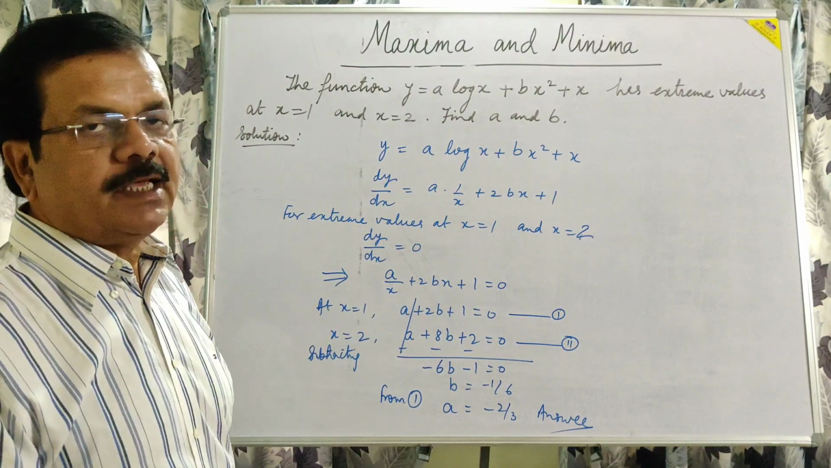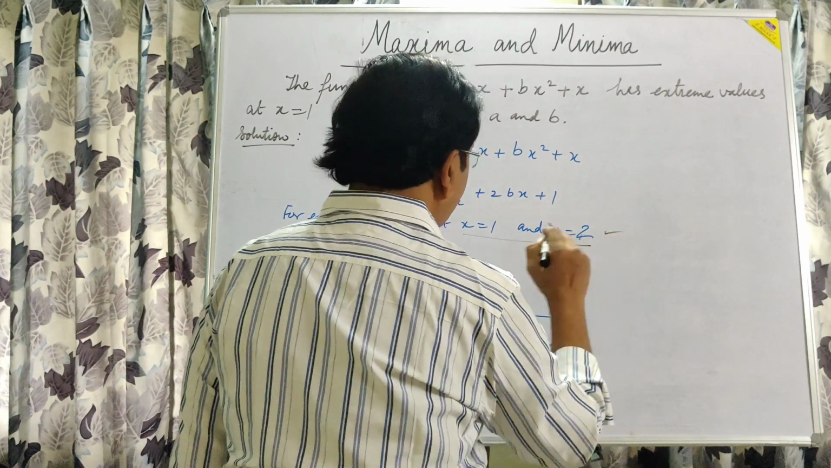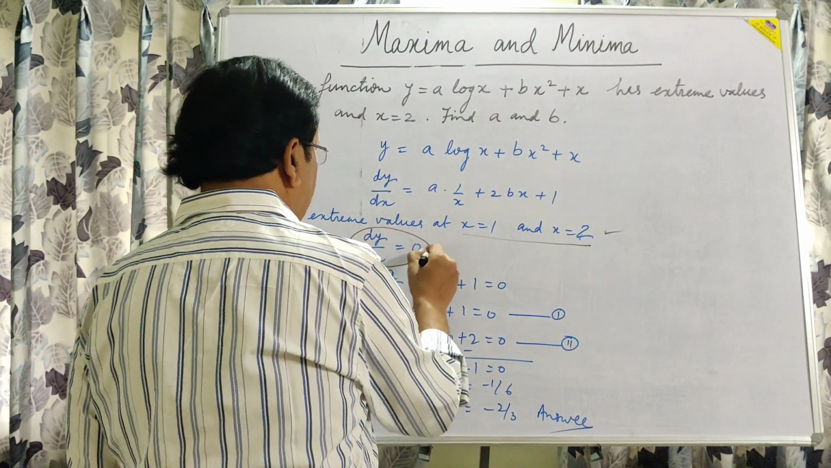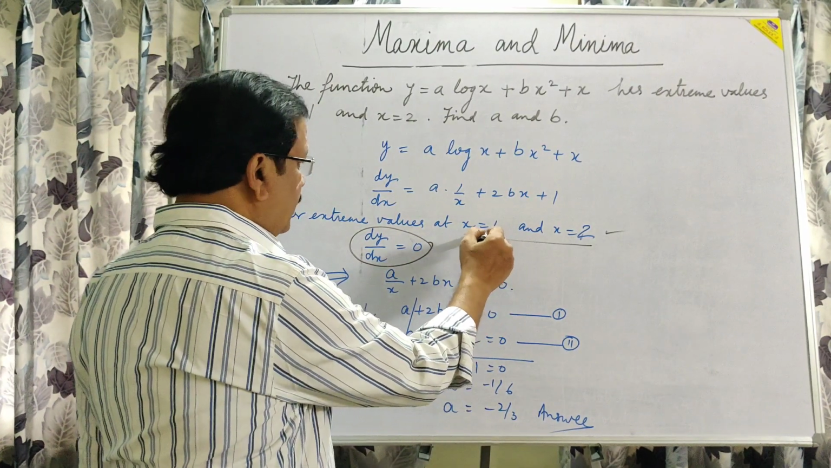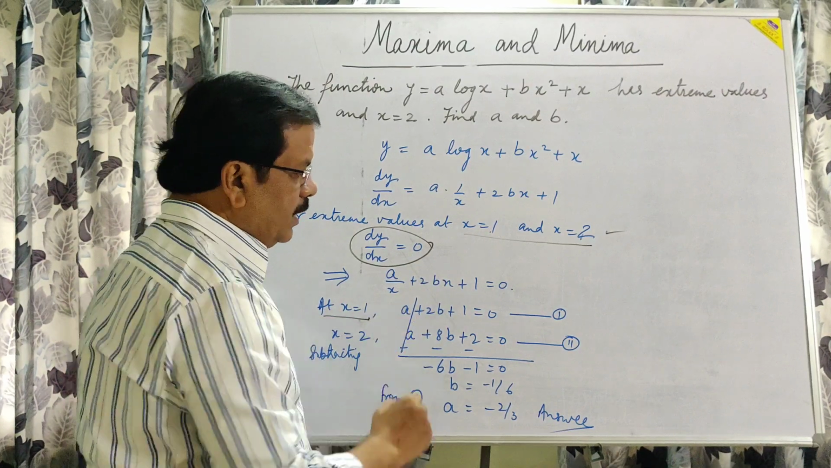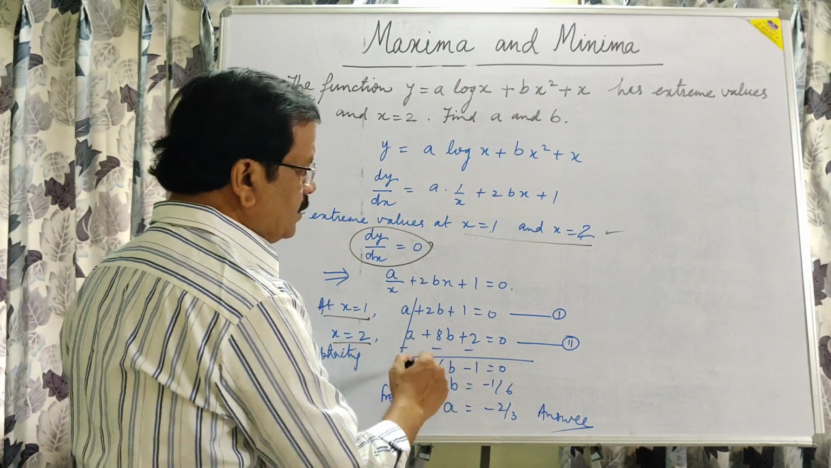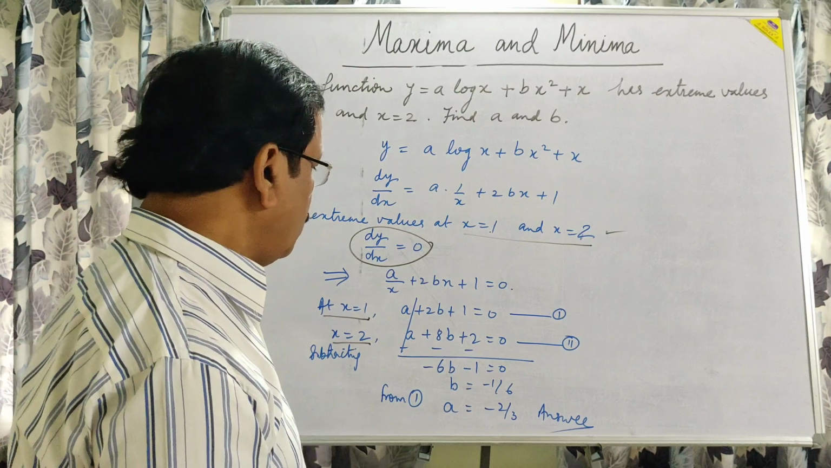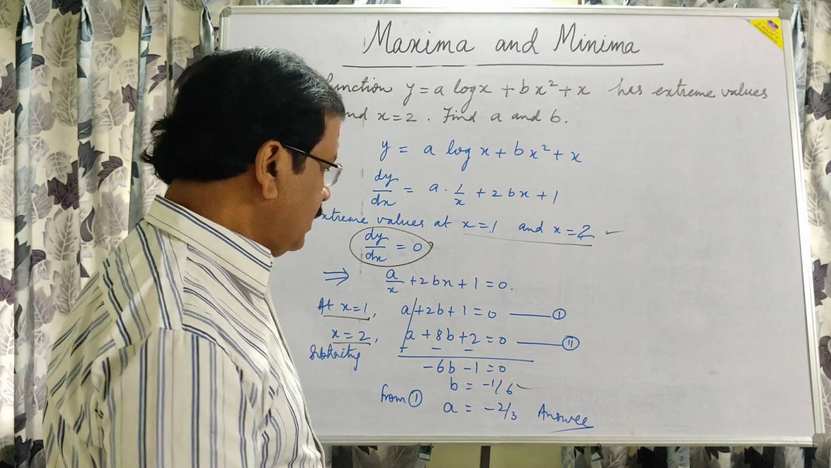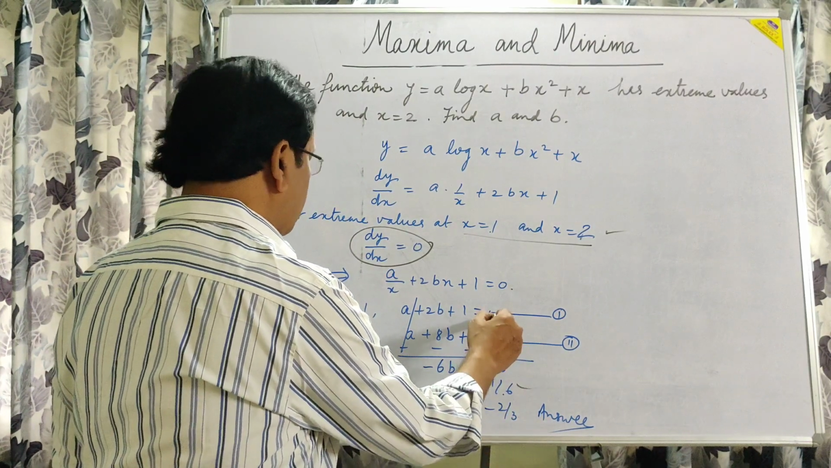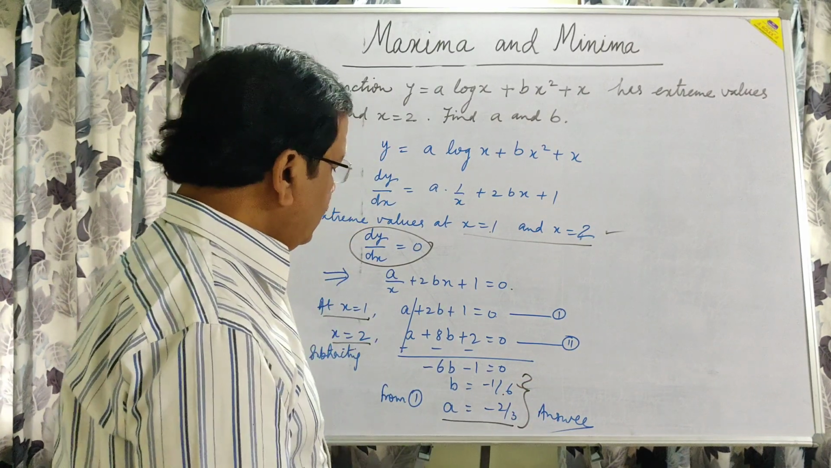Since we are given extreme values at x is equal to 1 and x is equal to 2, dy by dx should be equal to 0, and that is why equating this to 0 and putting x is equal to 1, we get the equation a plus 2b plus 1 is equal to 0. At x is equal to 2, we get the equation a plus 8b plus 2 is equal to 0. Solving these two equations, we get b is equal to minus 1 by 6, and putting this value in the first equation, we get a is equal to minus 2 by 3. And this is the answer.